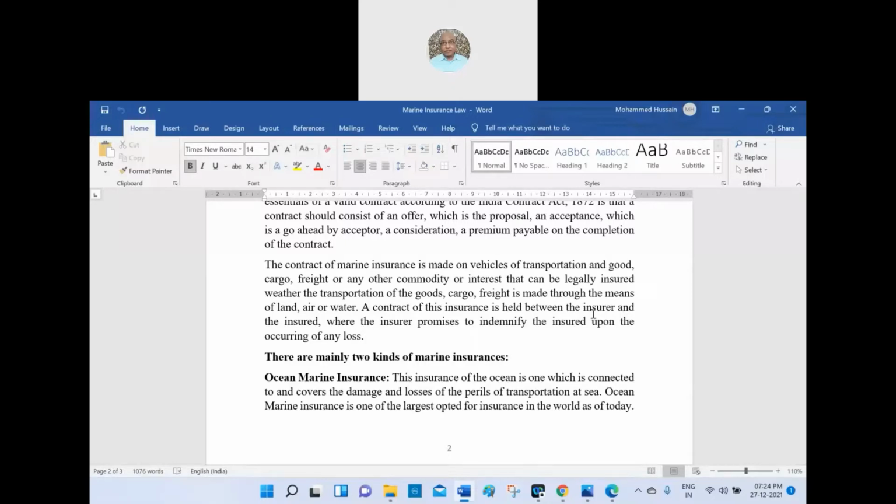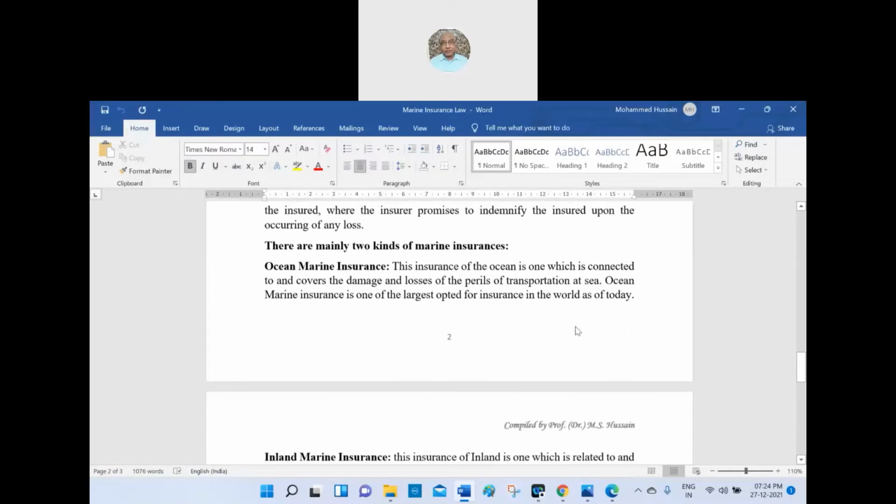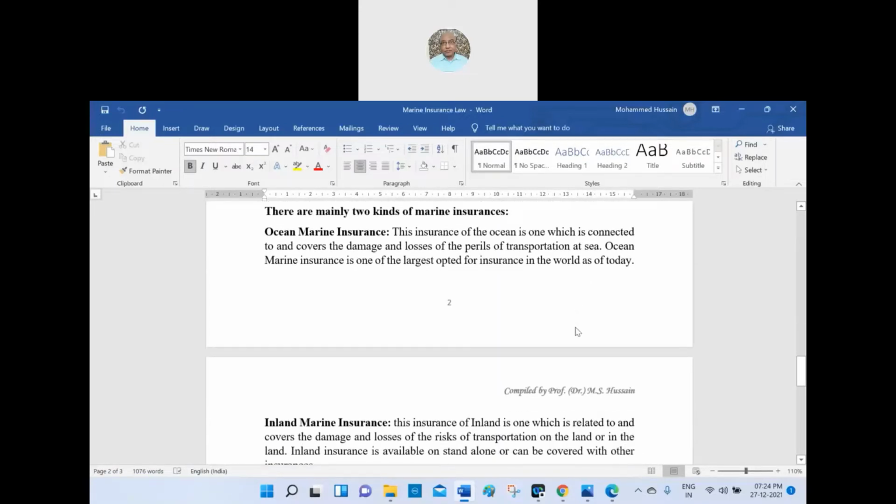A contract of this insurance is held between the insurer and the insured, where the insurer promises to indemnify the insured upon the occurrence of any untoward incident or damage to the property. So generally, there are mainly two kinds of marine insurance. One is ocean marine insurance, the other is inland marine insurance. Ocean marine insurance is connected to and covers the damage or losses from the perils of the transport at sea.